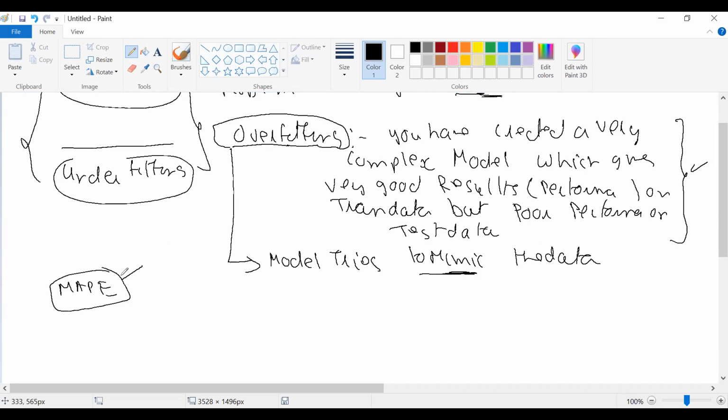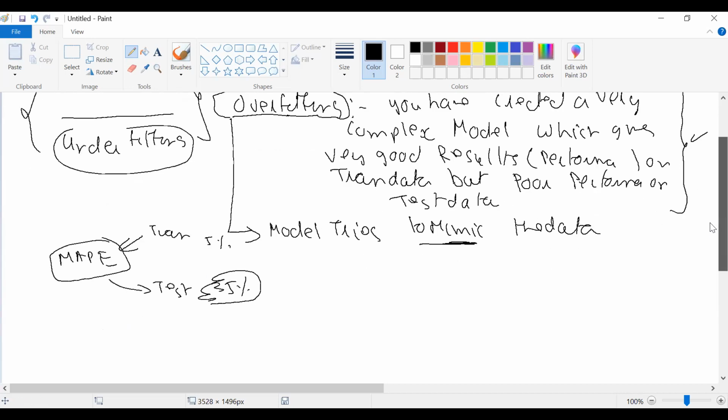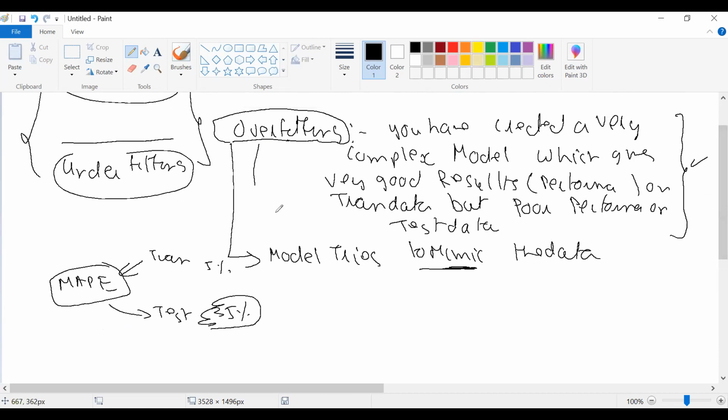Let's say you are building your linear regression and on your train data, it is just let's say 5%. But MAPE on your test data comes out to be let's say 35%. Probably it has overfitted, or 40%, 50%, 70%, whatever. So model is giving very good result on your train, but poor result on your test data. So model has overfitted. It has mimicked the data. Now, basically, now why overfitting is a problem?